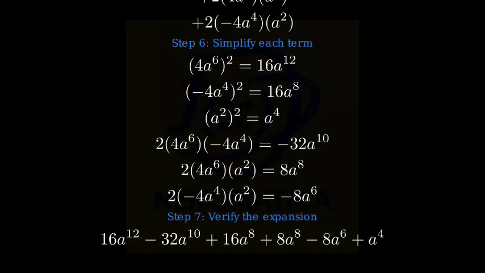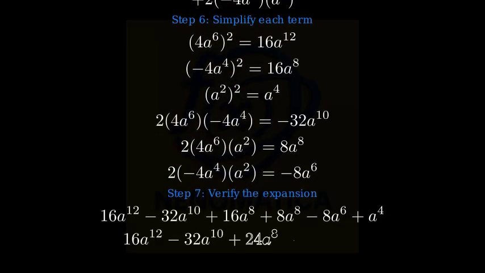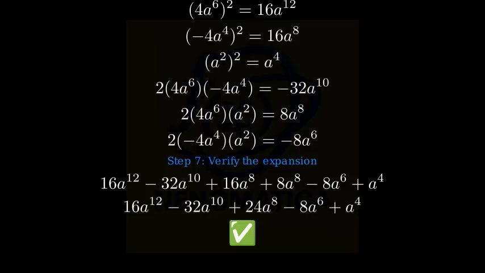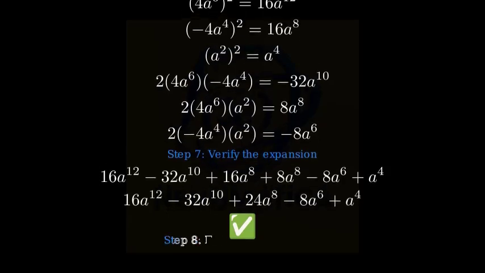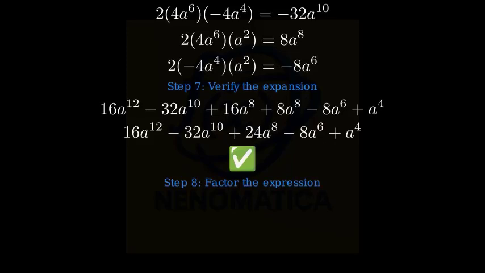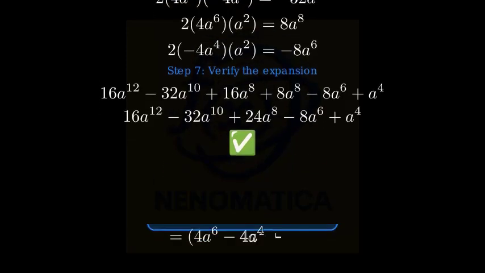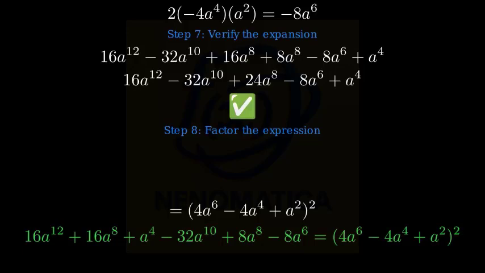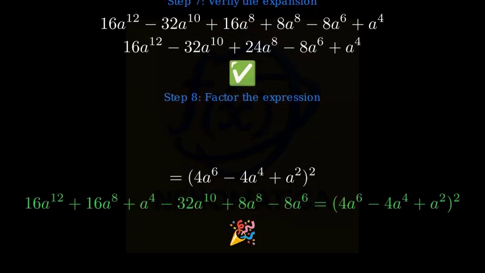We have 16a to the 12th minus 32a to the 10th plus 16a to the 8th plus 8a to the 8th minus 8a to the 6th plus a to the 4th. Combining like terms, we get 16a to the 12th minus 32a to the 10th plus 24a to the 8th minus 8a to the 6th plus a to the 4th. This matches our simplified expression from step 2. Now, we can recognize this as a perfect square trinomial. Following the pattern in our example, we can write this as the square of the sum 4a to the 6th minus 4a to the 4th plus a squared.